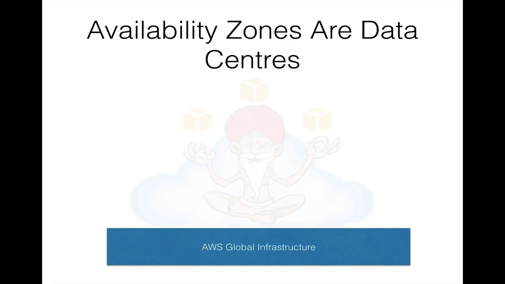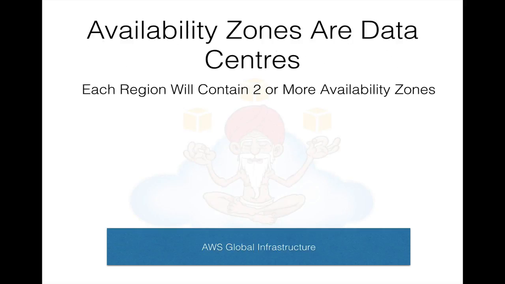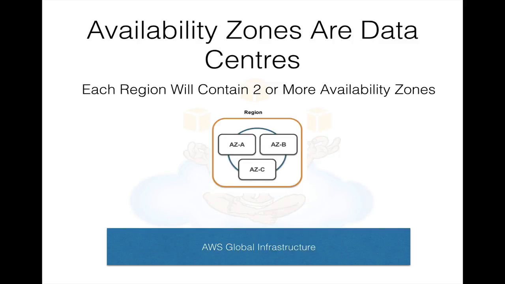In each region, you have availability zones. Availability zones are separate data centers. If we take Ireland, for example, Ireland is the region, and this consists of 3 availability zones. Each region, as a minimum, consists of 2 or more availability zones.